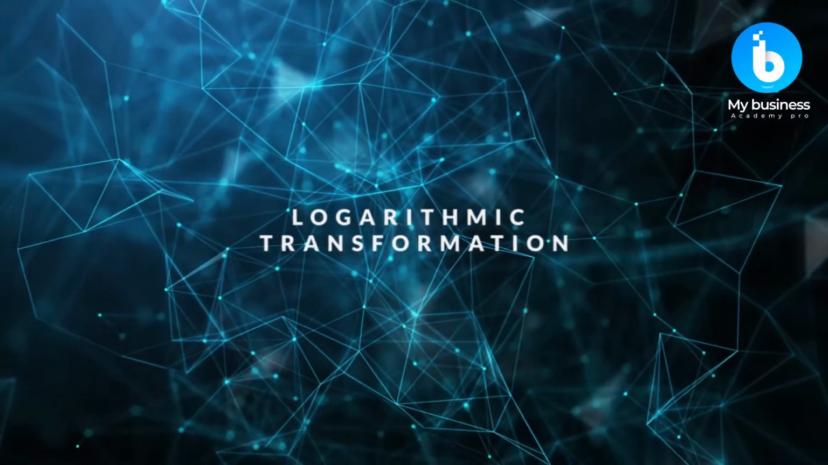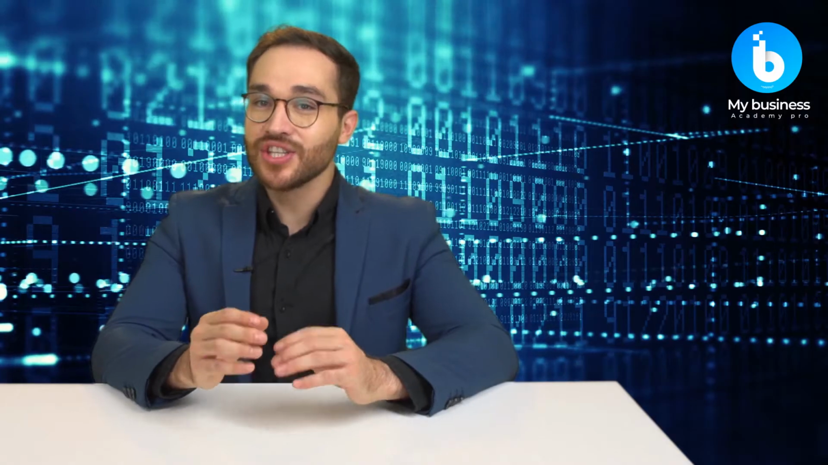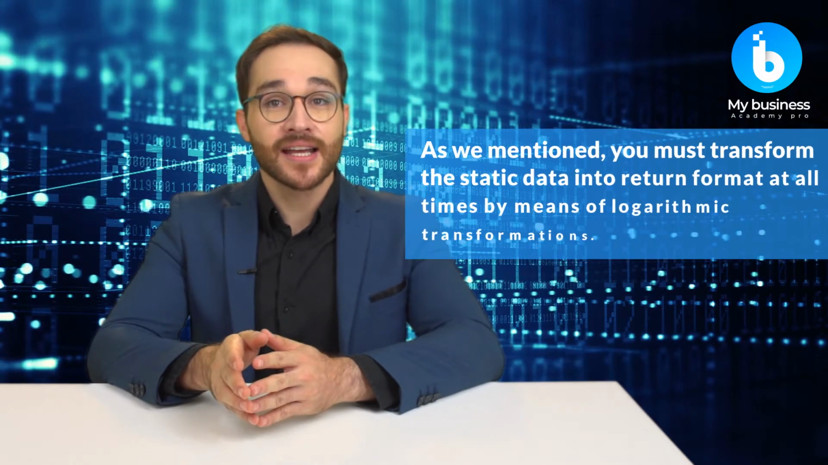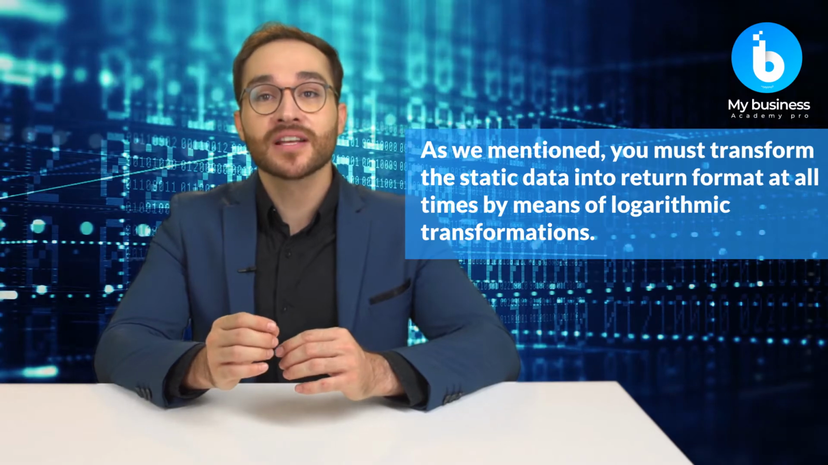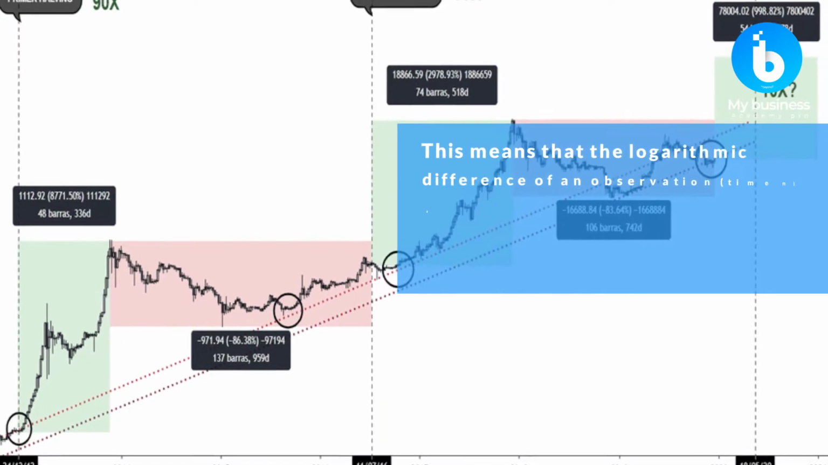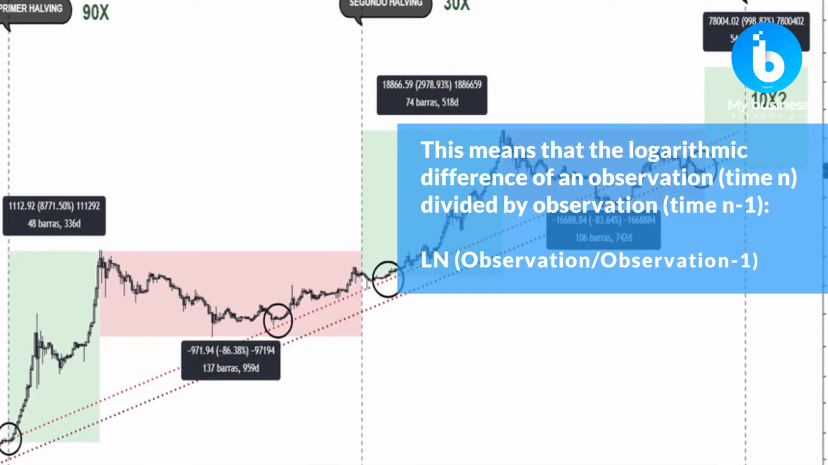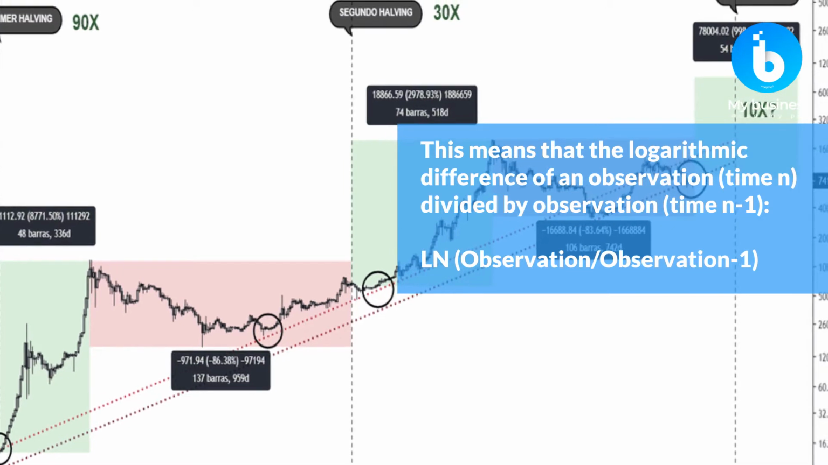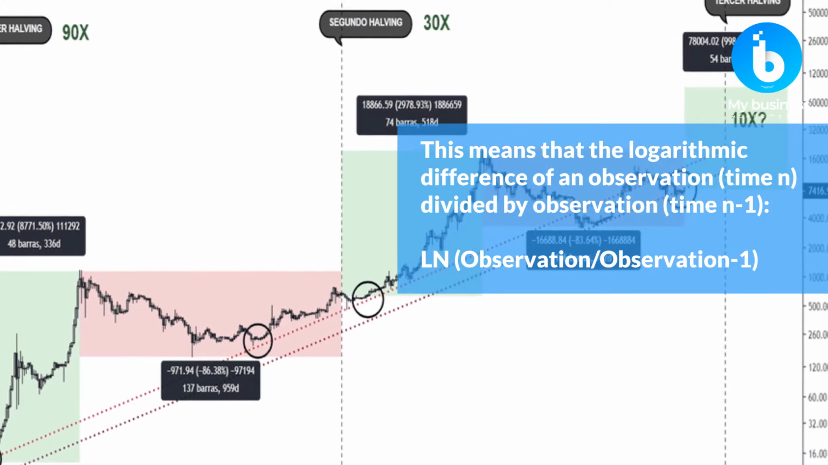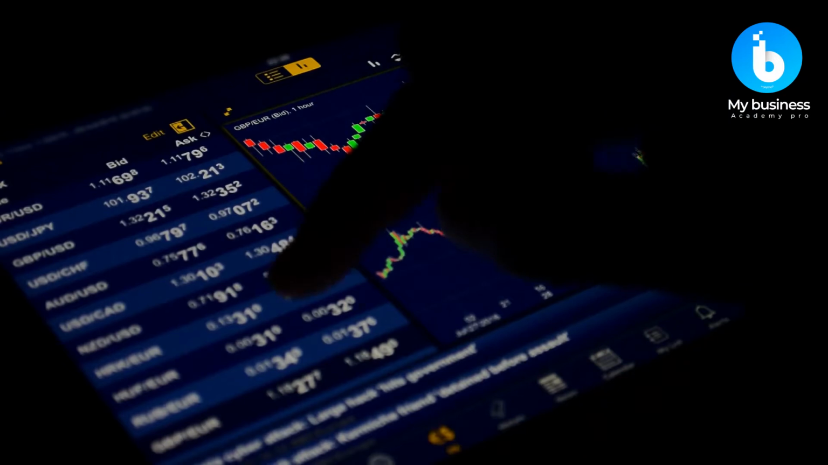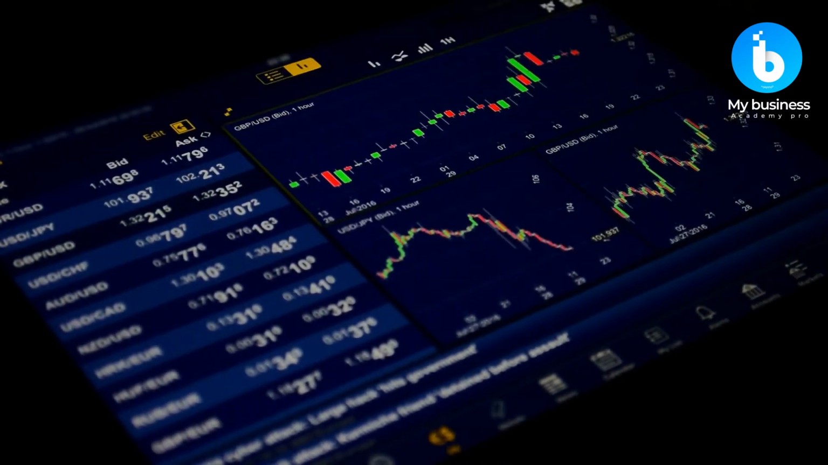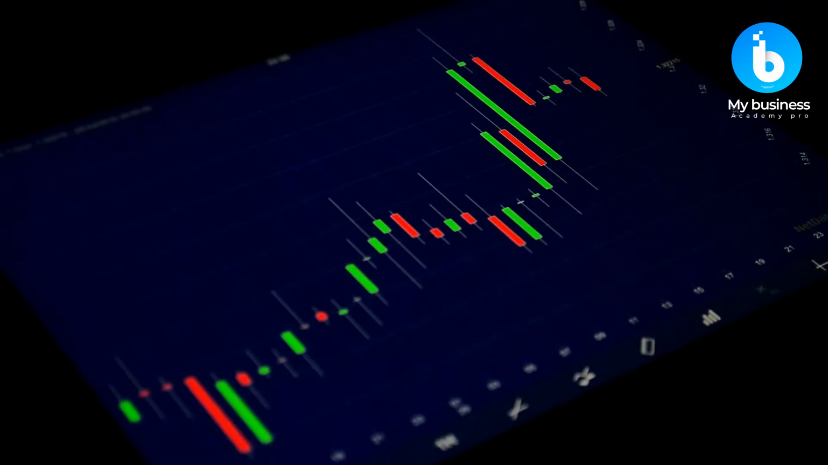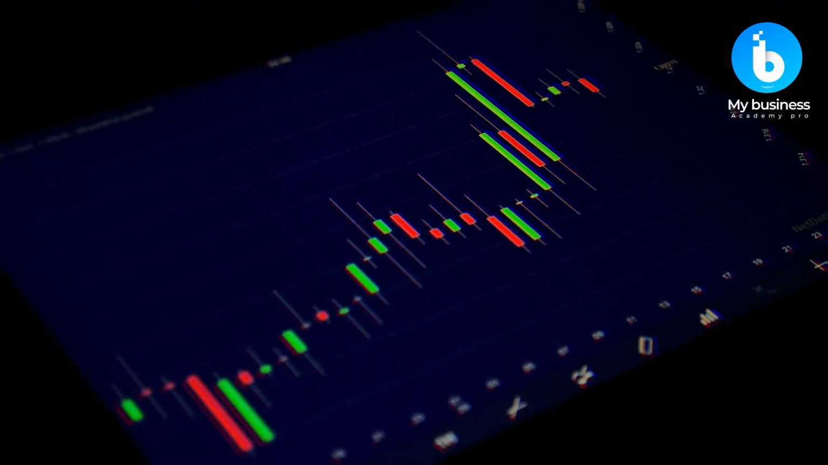Logarithmic transformation. As we've mentioned, you must transform the statistic data into return format at all times by means of logarithmic transformations. This means the logarithmic difference of an observation divided by observation minus 1. We've already told you that you need a good sample size, since that makes it better for regression. A regression without at least 50 observations should be approached carefully.